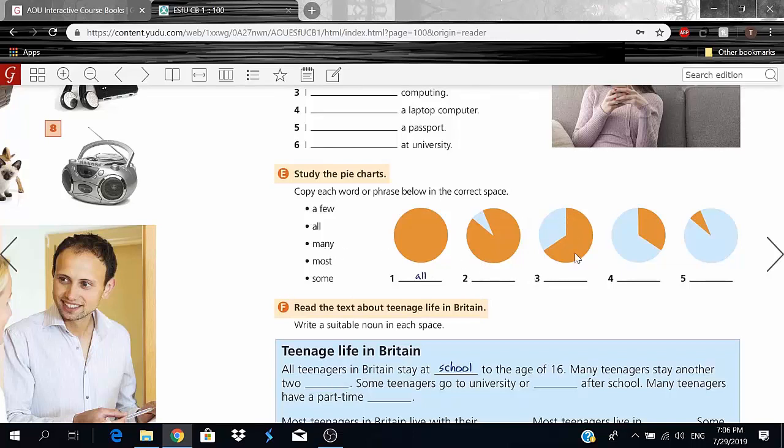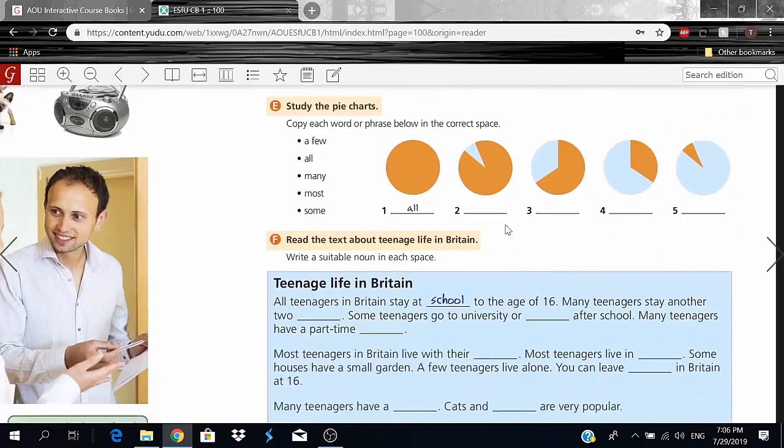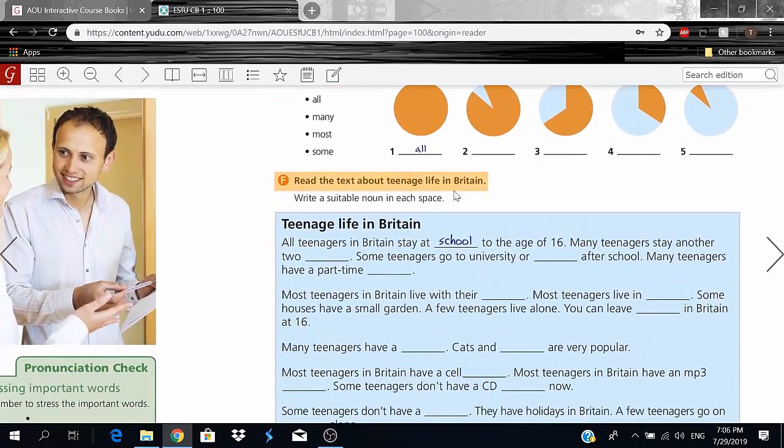Because it's quite a lot, but it's not most, right? So it's kind of many, all right? And then we have 4. 4 will probably be some. So some as in, you know, yeah, cool. Not too much, not too little, you know, some. And then 5 is few, or a few, okay? A few is as in, you know, there is not too much, just a little bit, right? I hope that was easy. You guys need to study the pie charts more. They're really helpful.